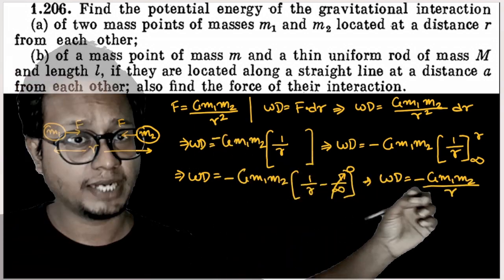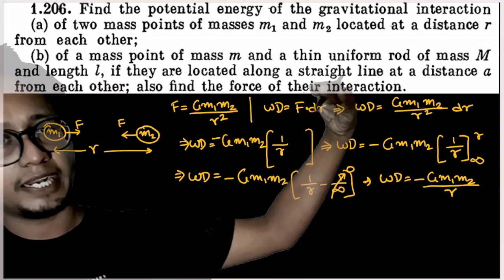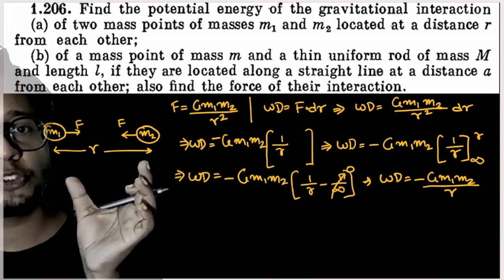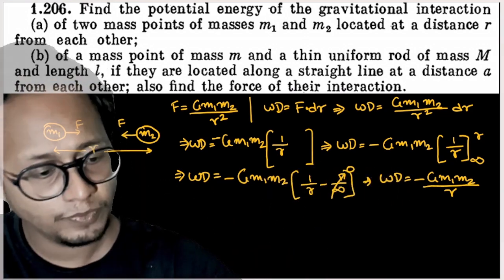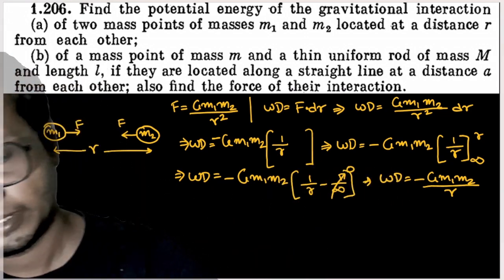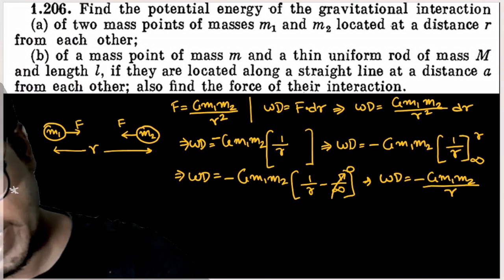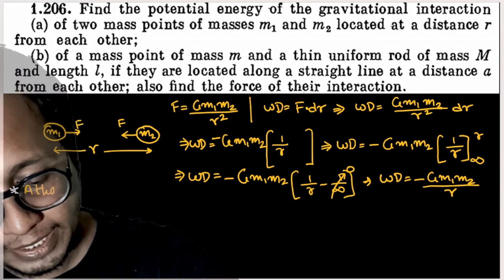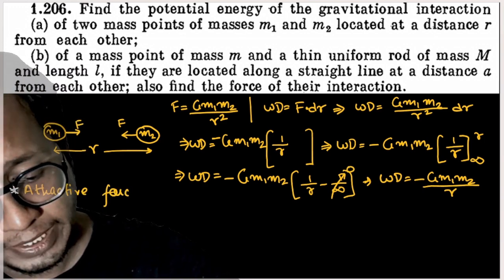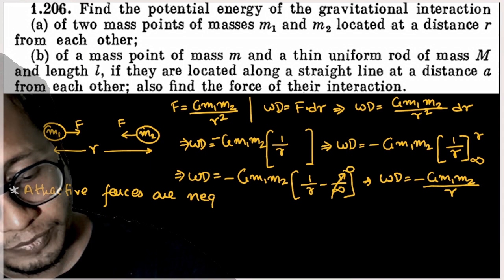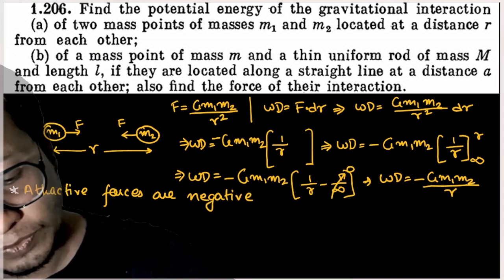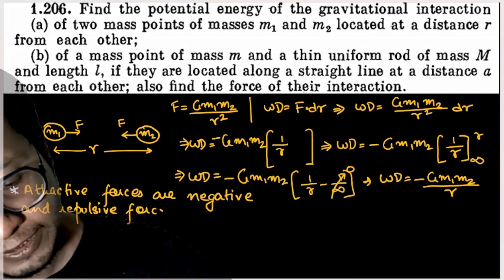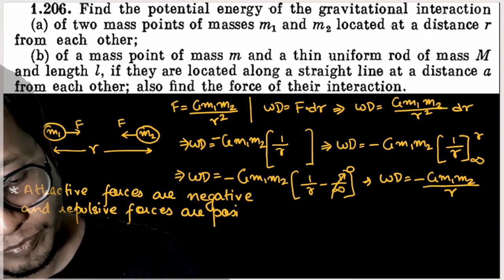The wrong thing here is this minus sign. At infinity the direction of force would be this side, and the displacement would also be this side, to arrive at r. So the work done should be positive, but my equation gives me a negative value. So what is happening here? Just note one thing: attractive forces are negative in nature and repulsive forces are positive in nature.